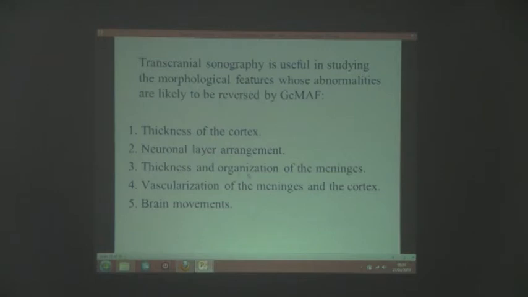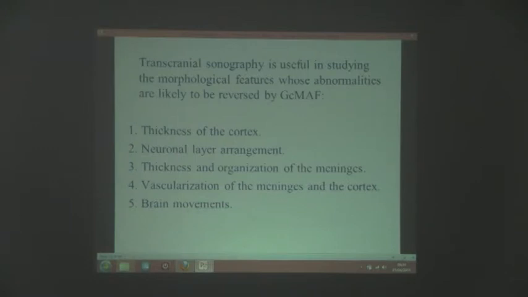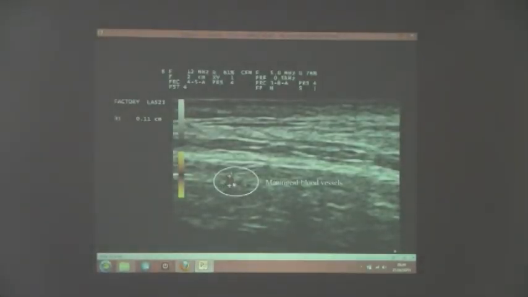We can check for the thickness and the organization of the meninges. We can check for the vascularization of the meninges and the cortex. We observed in chronic fatigue syndrome patients an increase in blood vessel flow, just the same that you observe during thyroiditis, for example, that is suggestive of a condition of inflammation. And of course, after having observed that, you can monitor whether the treatment that you are providing is improving that feature or not. And then we can look for brain movements. So these are the blood vessels in the meninges, 0.1 centimeter, so we're talking about very small blood vessels.